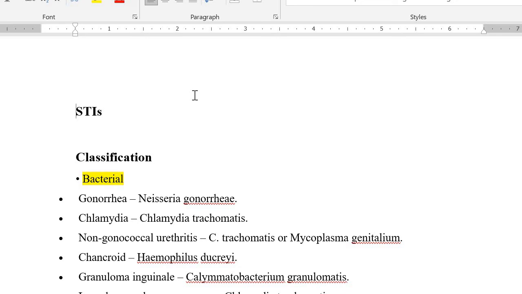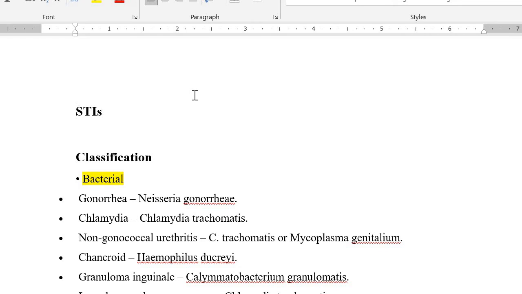Now the sexually transmitted infections. We said the bacterial infections: gonorrhea, caused by Neisseria gonorrhoeae, and chlamydia, which is Chlamydia trachomatis, which doesn't have a cell wall, only a very thin cell membrane. Whereas for gonorrhea, they will tell you gram-negative diplococci. Then there can be non-gonococcal urethritis, which means the patient has developed Chlamydia trachomatis or Mycoplasma genitalium.